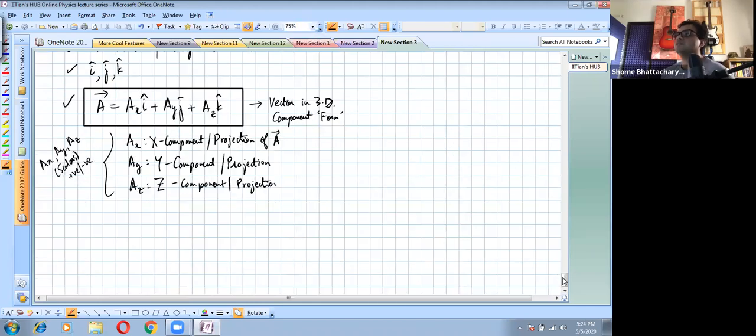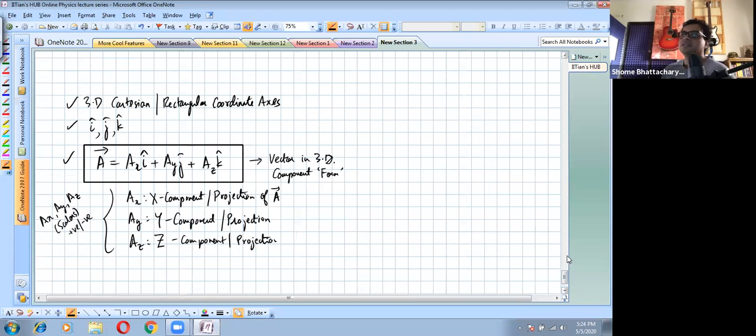Just like in 2D, it was Ax i cap plus Ay j cap. In 3D, it becomes Ax i cap plus Ay j cap plus Az k cap. Now, note this down, and next I will just explain to you how to visualize this. Now, what this means, this vector in 3D, what it means.